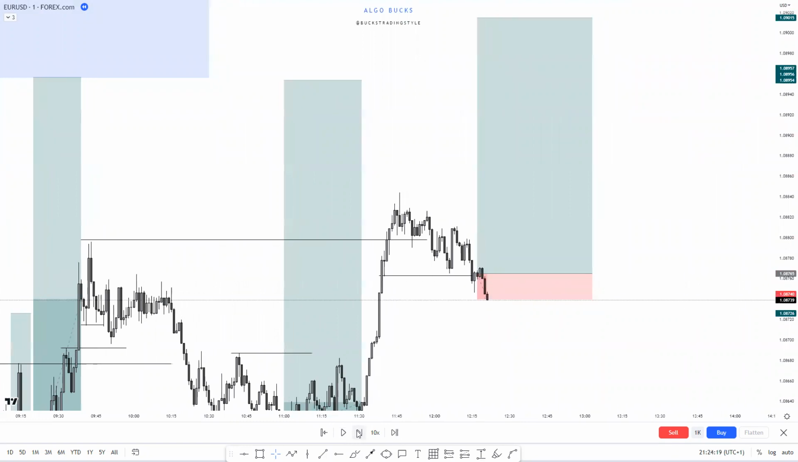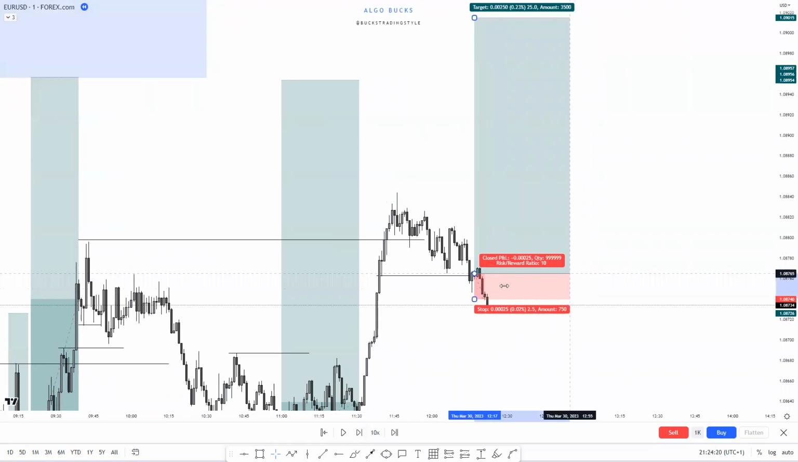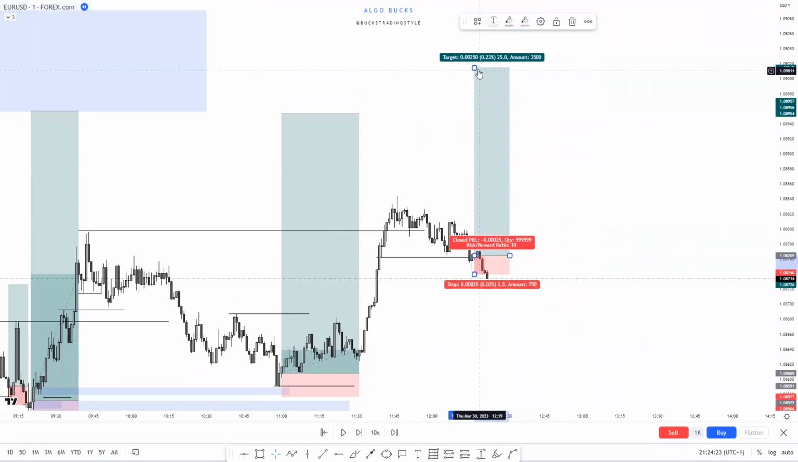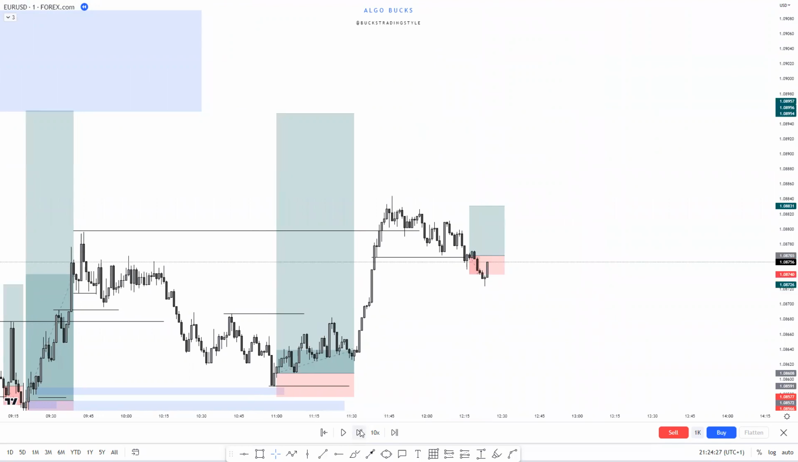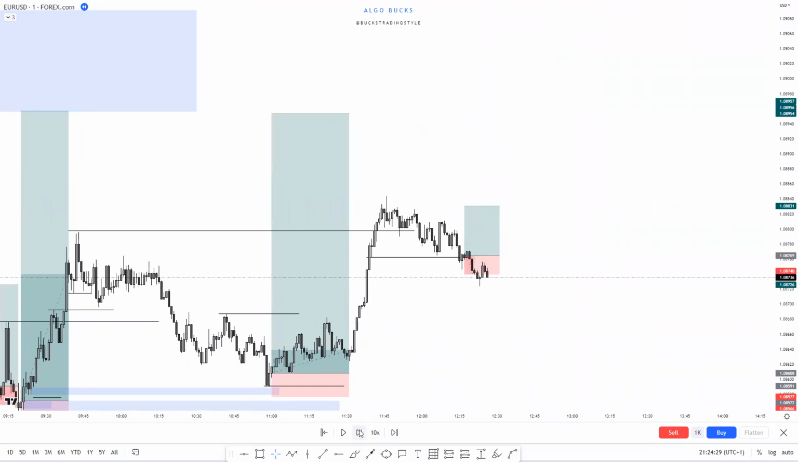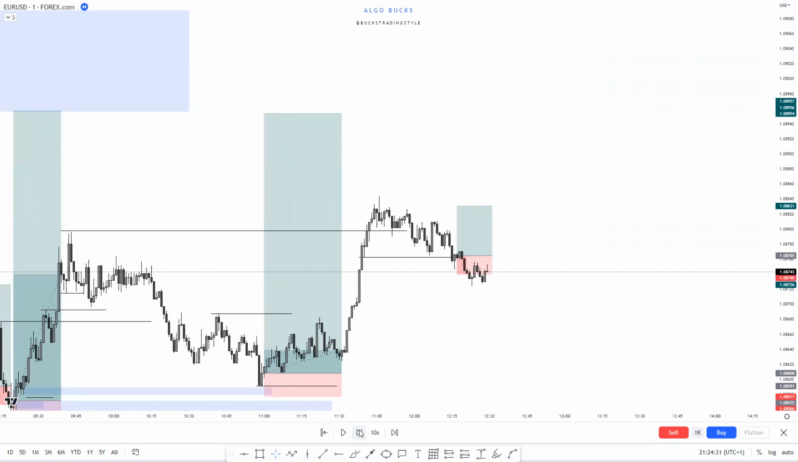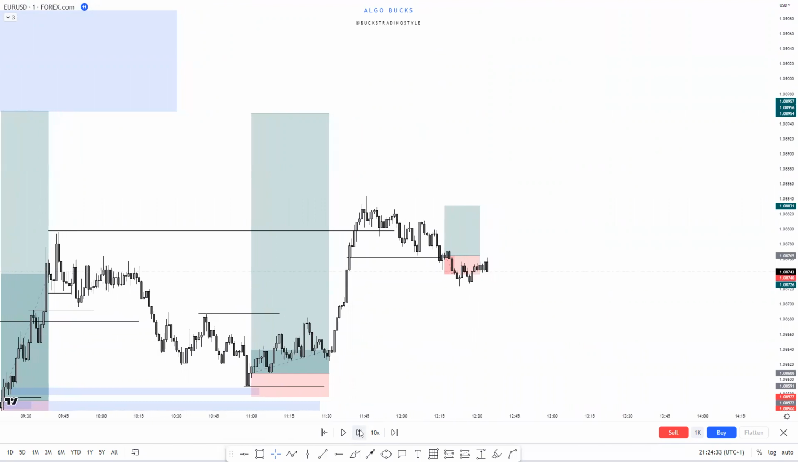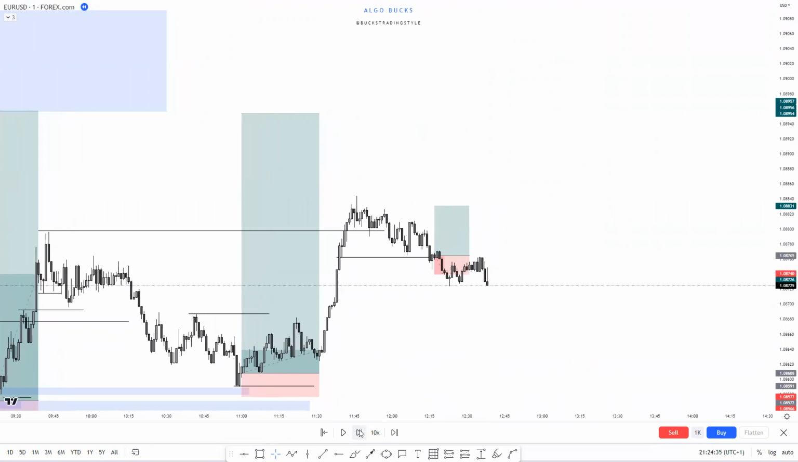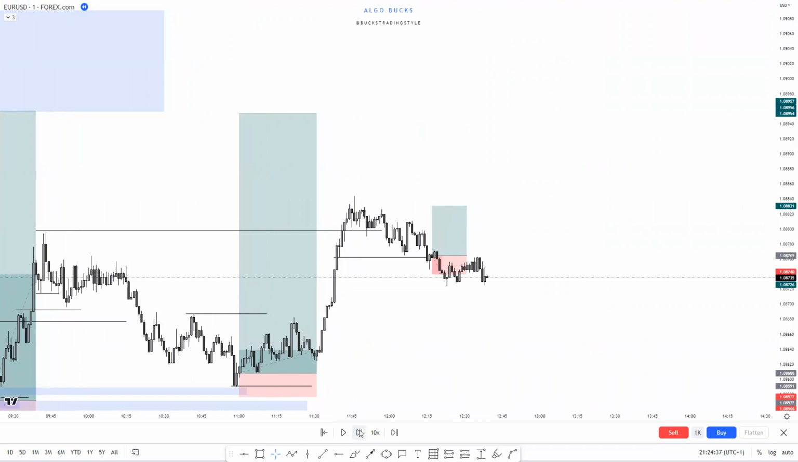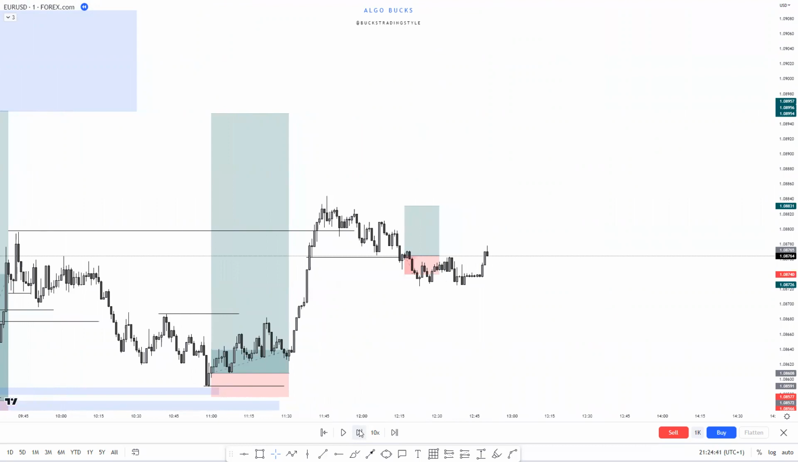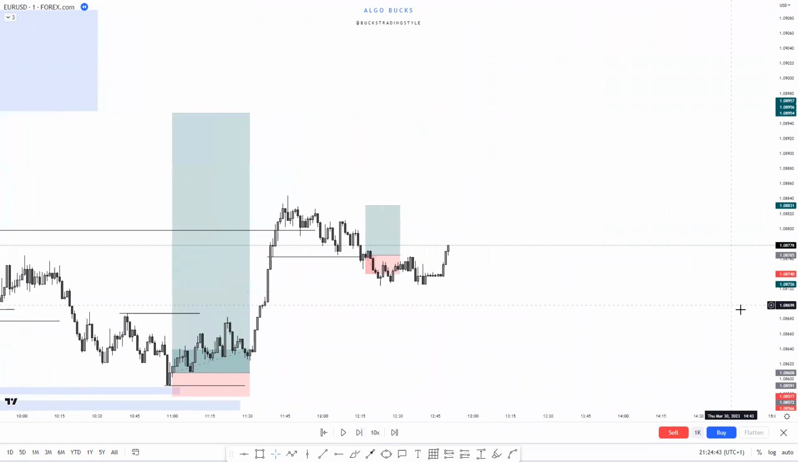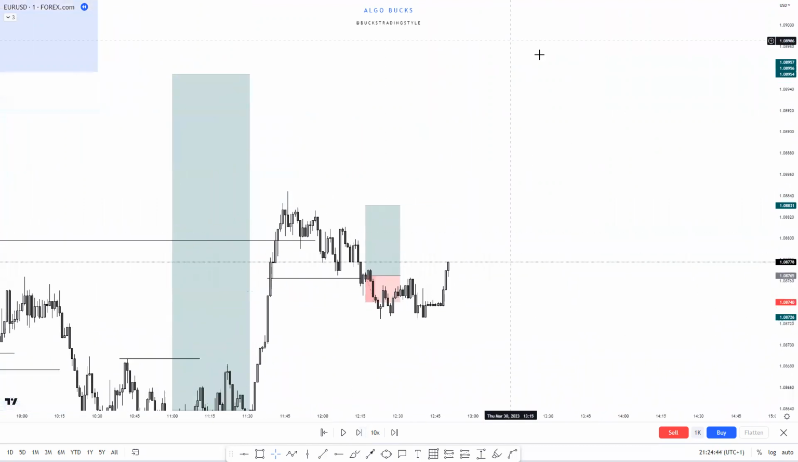So let's see. Okay, there we got stopped out because we went really aggressive on that buy. Then let's just play price and see what price is going to do on the M1. Nothing interesting happening yet. Okay, we are seeing these are structure points.